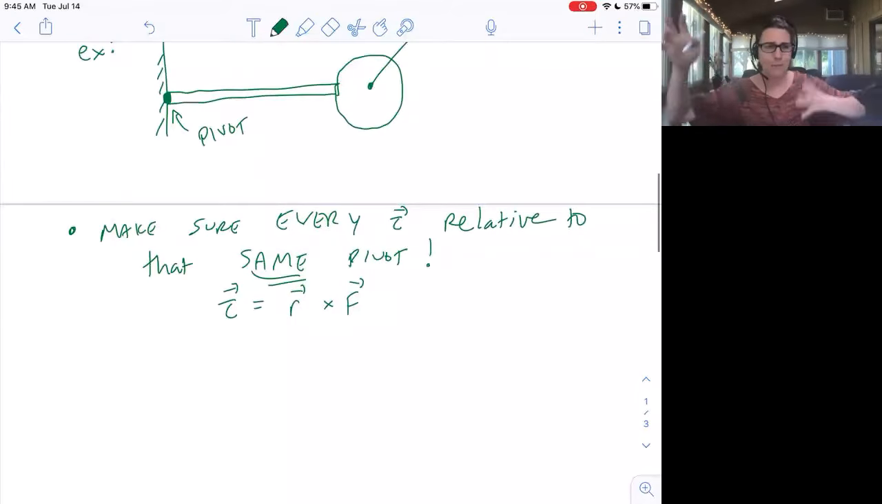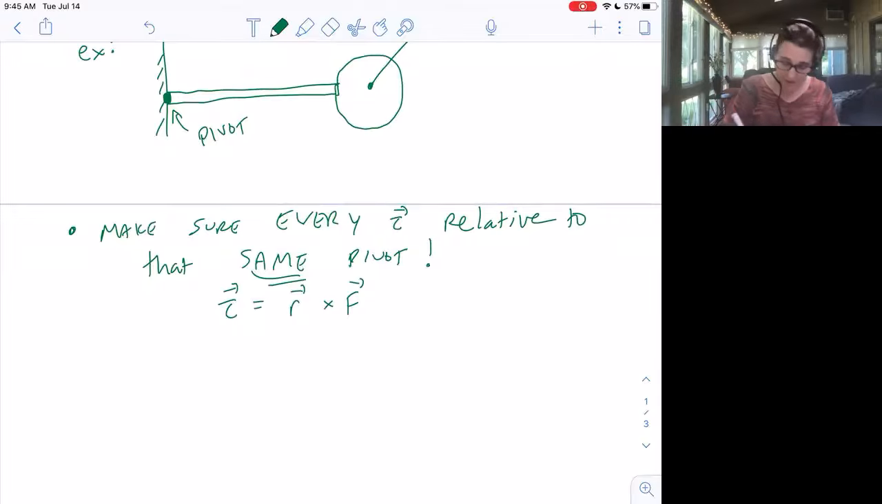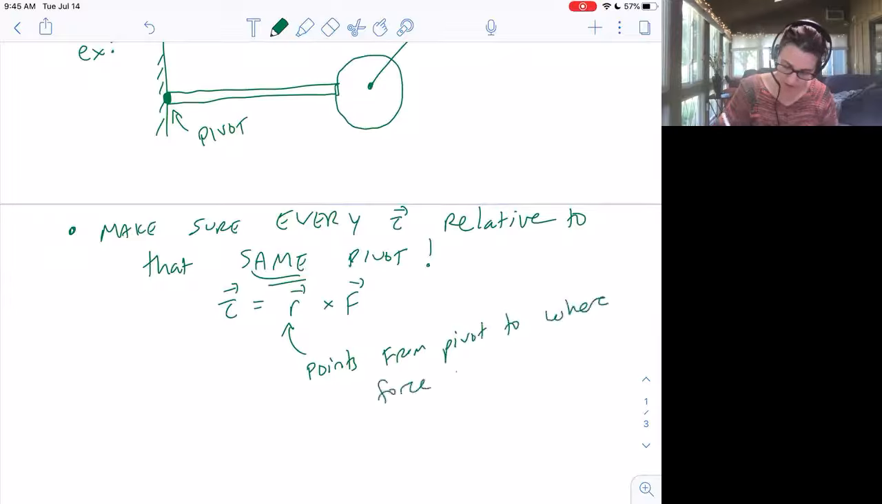So it's not just the sum of some sort of random torques for random pivots that add to 0. It's the sum of torques around any fixed point. And so if you choose a point where you don't know some information, for example, the force acting at that wall, then that R vector has to be relative to that pivot. So this points from the pivot to where the force is applied.